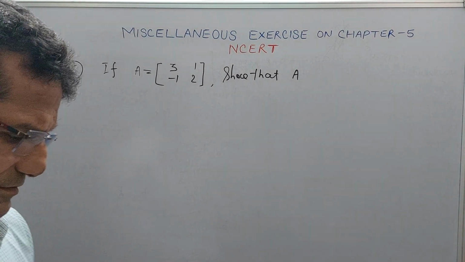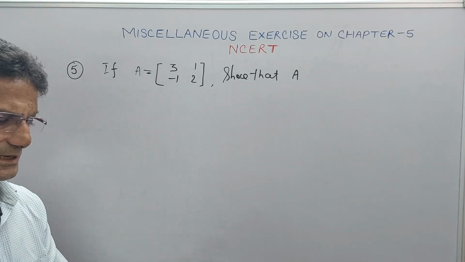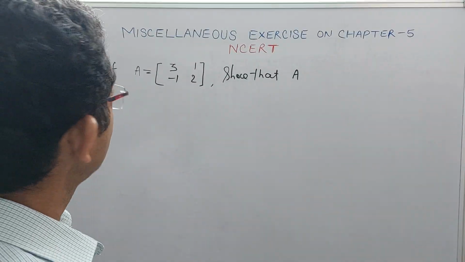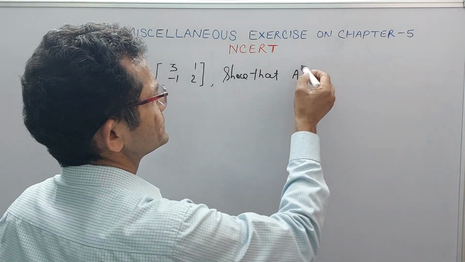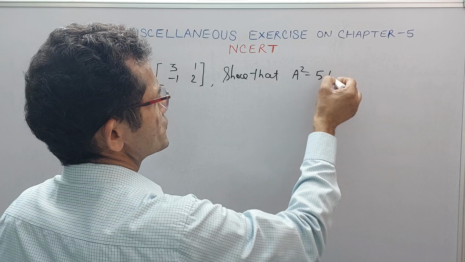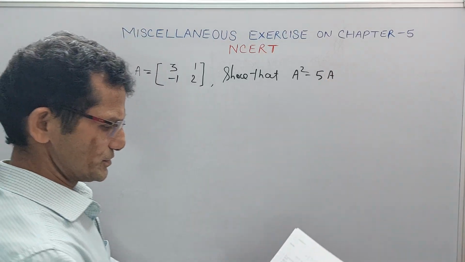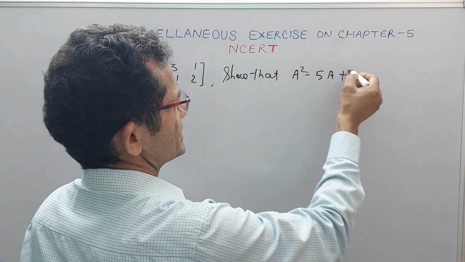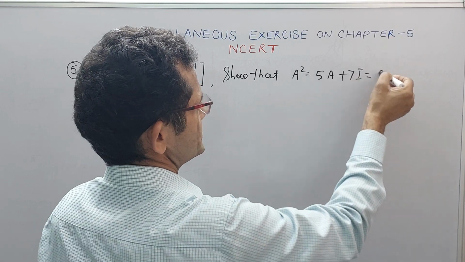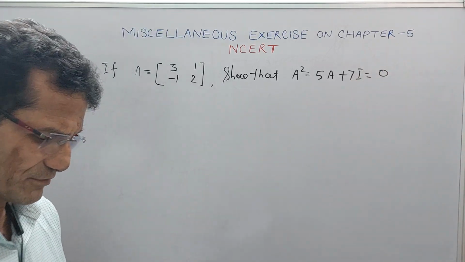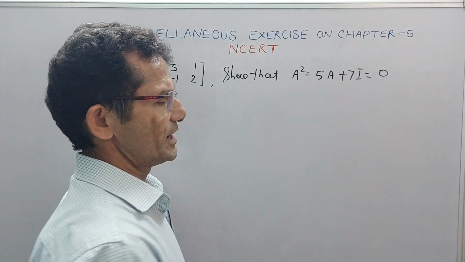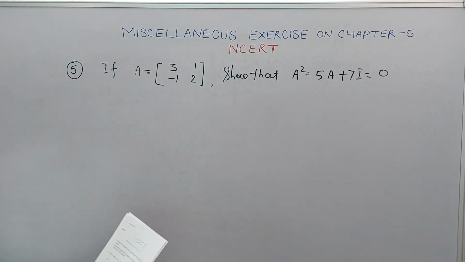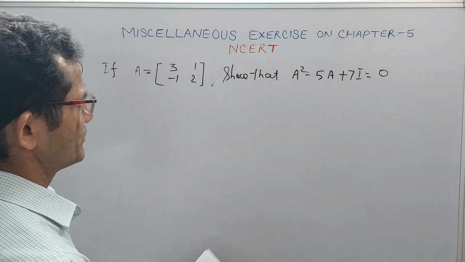Now this is question number 5 of miscellaneous exercise on chapter 3. This is matrix A. Show that A square minus 5A plus 7I is equal to 0, where I is the identity matrix. First we have to find out the value by putting in A square, then minus 5A, then 7I, and simplify this one. So see what comes out to our left hand side.